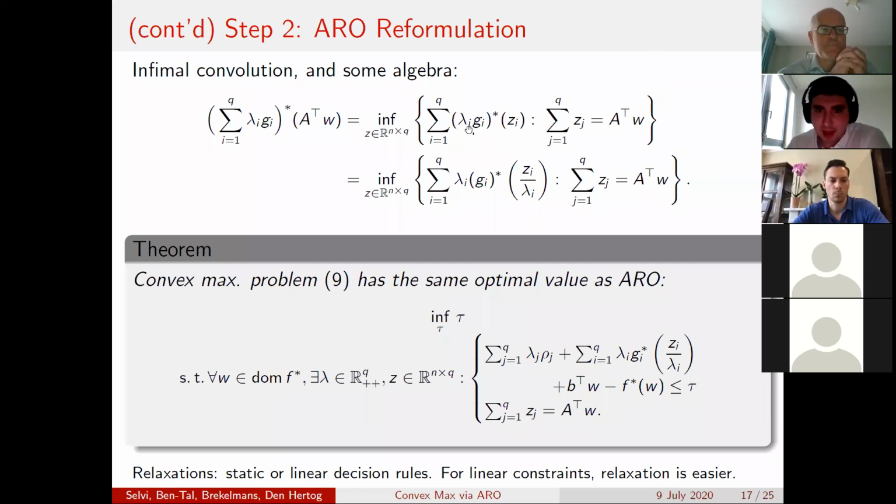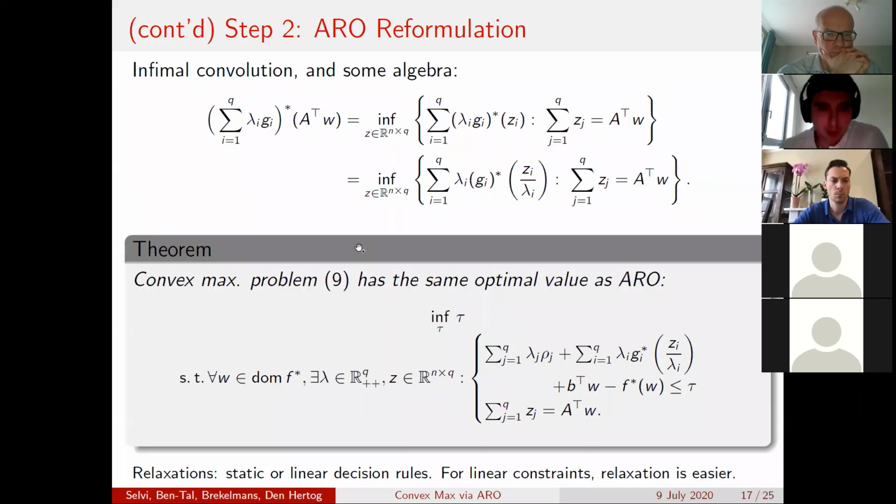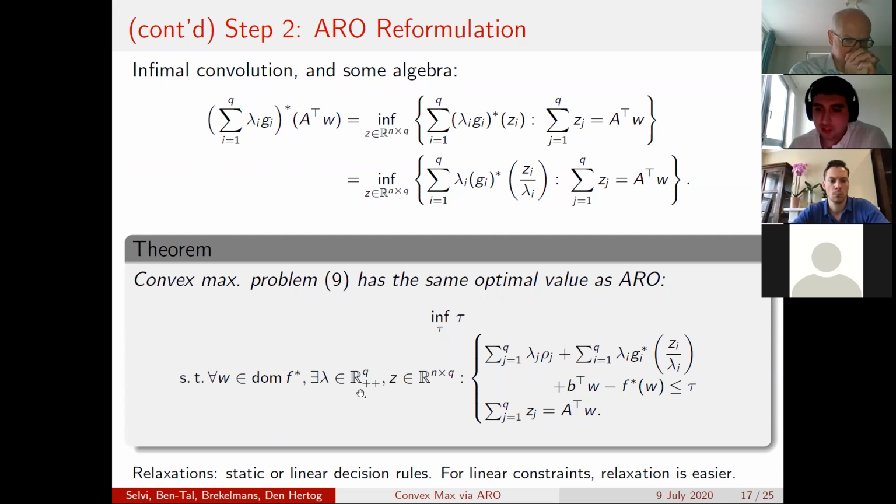And we can also take this lambda_i out of the conjugate. In that case, we should divide the input by lambda_i. Now if we plug this into the previous inequality here, we have our theorem, which says the convex maximization problem has the same optimal value as the optimal tau in this problem. And this is again an adjustable robust optimization problem where lambdas are adjustable variables. But here the variable z is also an adjustable variable and it's of size n times q. The first constraint, that tau is upper bounding, looks very similar to the previous case, but we have a summation over the perspectives here. Also, we have an additional constraint, that is the domain of the infimal convolution.